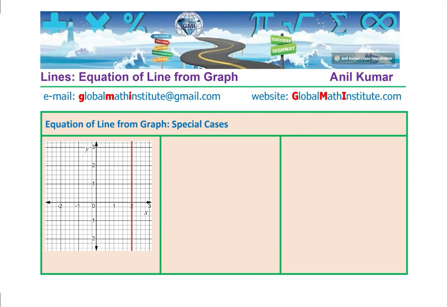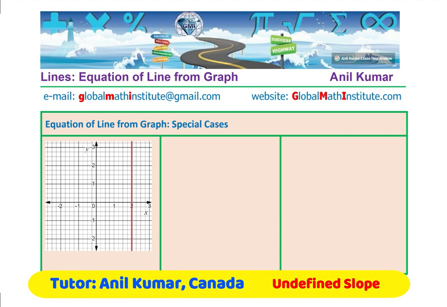Let us see how we get the equation of these lines. Well, the very first one is a vertical line. Can you tell me what the slope of this line is? It's a vertical line, so clearly the slope is undefined. Now, since the slope is undefined, we cannot write the equation in the form y equals mx plus b. So how will you get the equation of this line? Well, let's investigate a bit.